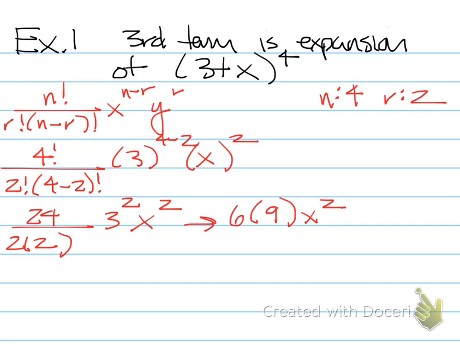24 divided by 4 is 6. And then 3 squared is 9. 6 times 9 is 54, x squared. So the third term in the expansion of 3 plus x to the fourth is 54x squared.